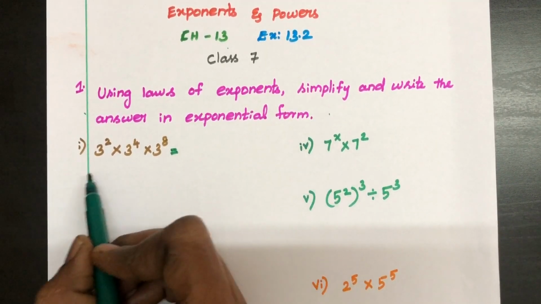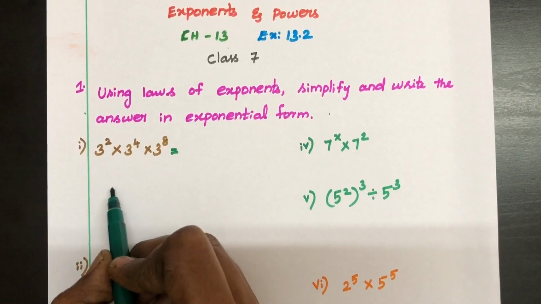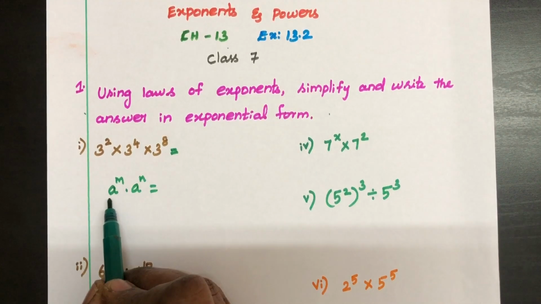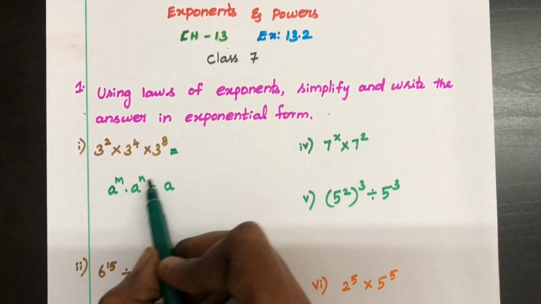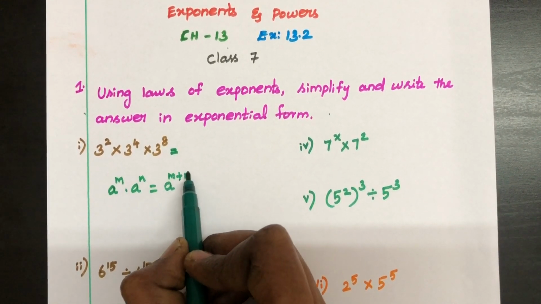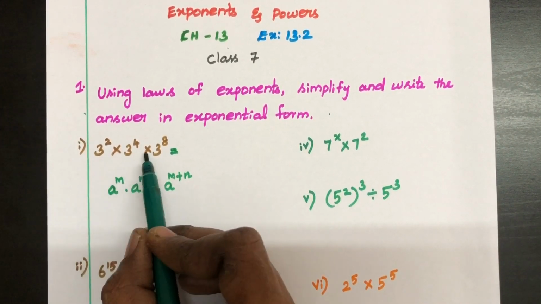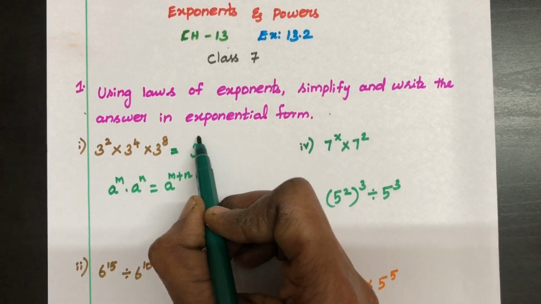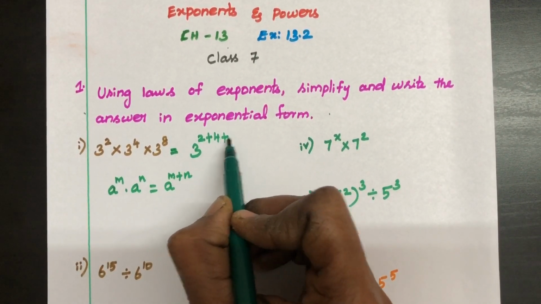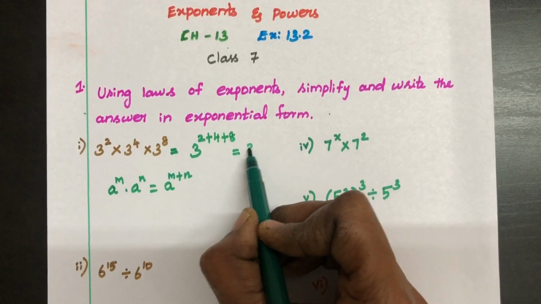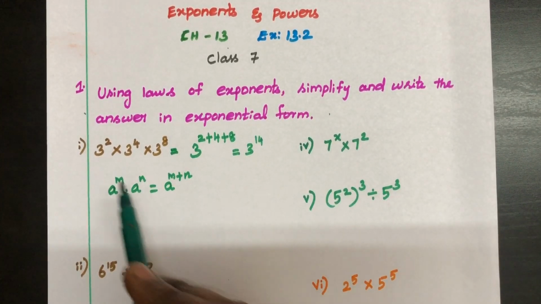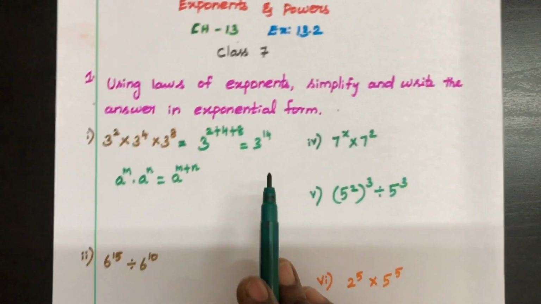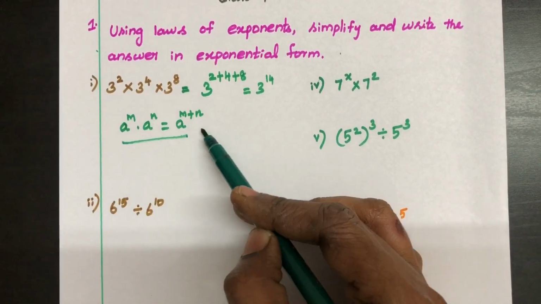So this one. What is the formula we are using there? See here, a power m into a power n. If the bases are equal, we can add the powers, m plus n. Here also 3 is the base in all the three products. So 3 power, we can add the powers 2 plus 4 plus 8. This is equal to 3 power 14, the answer. If the bases are common, we can add the powers. This is one of the formulas.